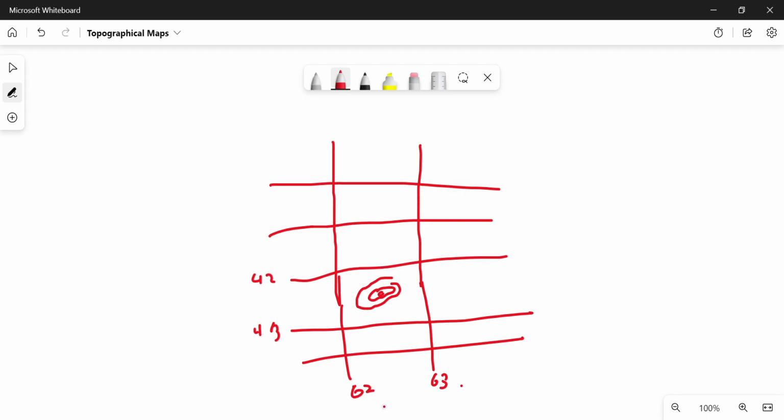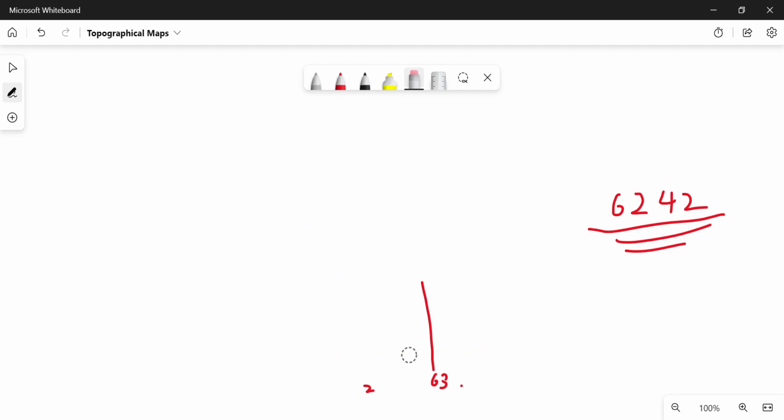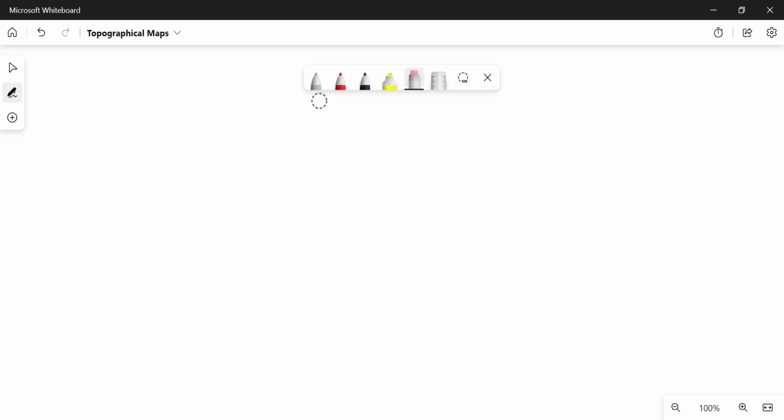First we are doing the eastings. The smaller one is 62. That is why 62 is written first. What we learned in the last lecture: eastings are always written first. And what is the smaller northing over here? 42. That is why we write 6242 where the mountain is located. I hope you understood this, where the eastings and northings are.